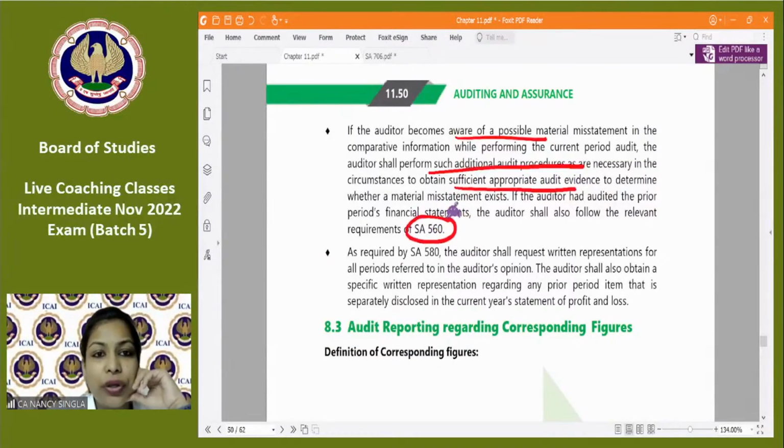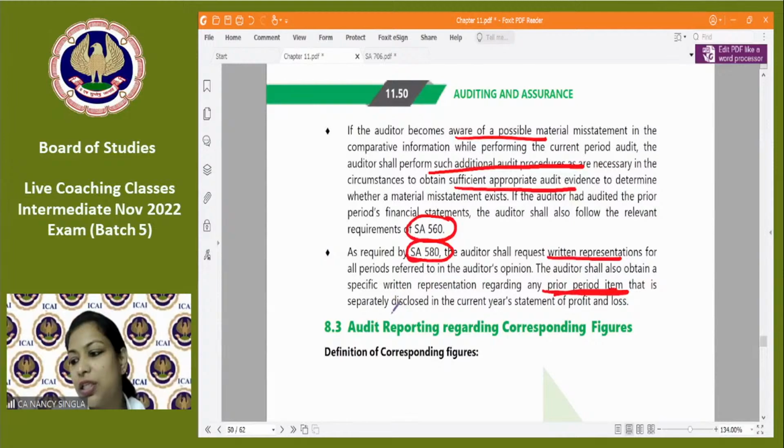And अगर he was the auditor last year, ऐसे SA 560 को follow करेगा. SA 580 के अकॉर्डिंग written representation ले लो. With respect to any PPI, obtain a written representation. PPI disclosed were in the current year P&L.